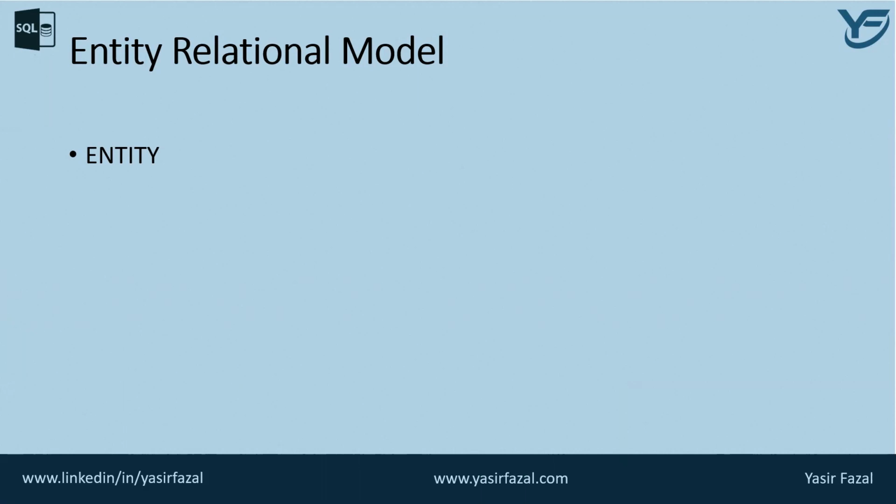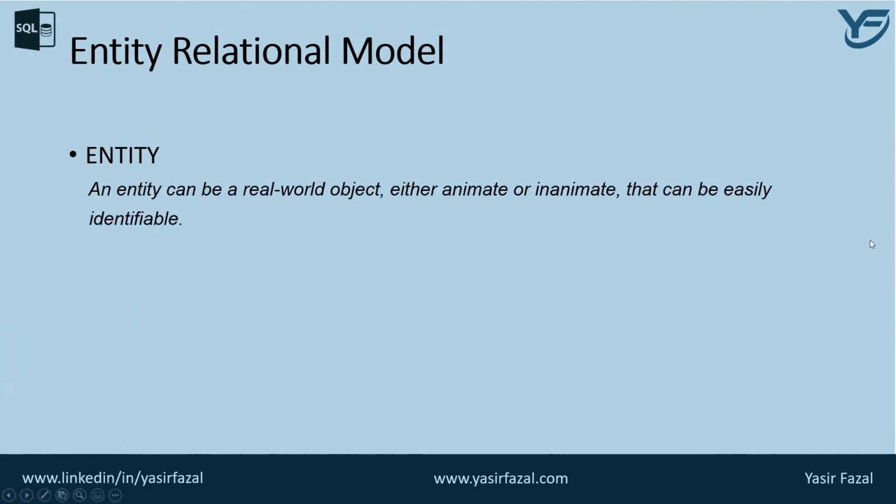So when we are talking about the entity relationship model, we need to talk about entities first. So let's move towards entity. What basically is an entity? By definition, an entity can be a real world object, either animate or inanimate, that can be easily identifiable. For example, in a school database, students, teachers, classes, and courses offered can be considered entities, right? And all these entities have some attributes or properties that give them their personal identity.